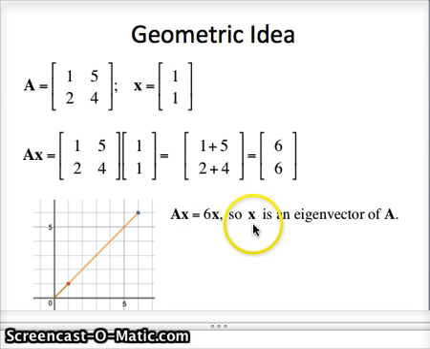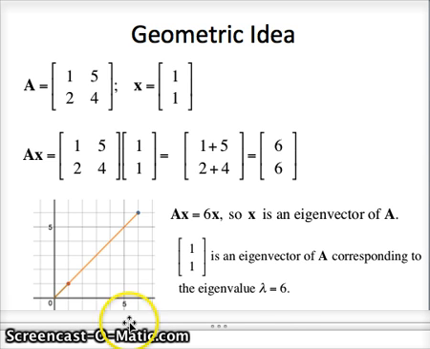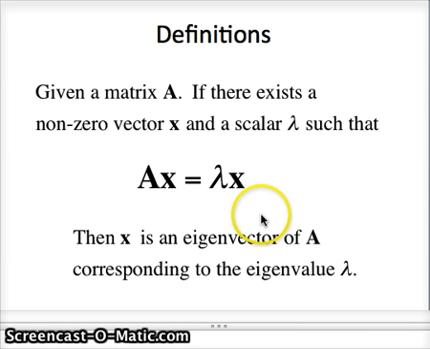If that happens, a non-zero vector is an eigenvector. So we would say x is an eigenvector of A corresponding to a certain eigenvalue. What is the eigenvalue? It is the multiple. So the eigenvalue will be 6. x is an eigenvector of A corresponding to the eigenvalue 6. And we usually use the Greek letter lambda for eigenvalues. So if we get a situation where multiplying by the matrix is the same as multiplying by some scalar, then that non-zero vector is an eigenvector.